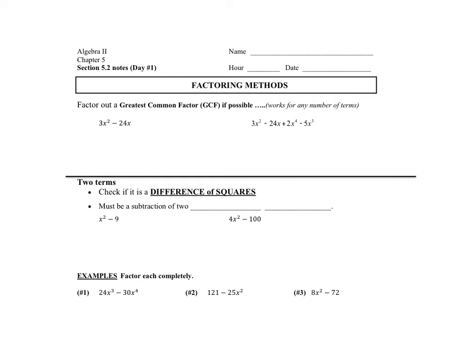First factor method is the greatest common factor. And this is what we always look for first. And this works for any number of terms. So I'm just going to put always try first.